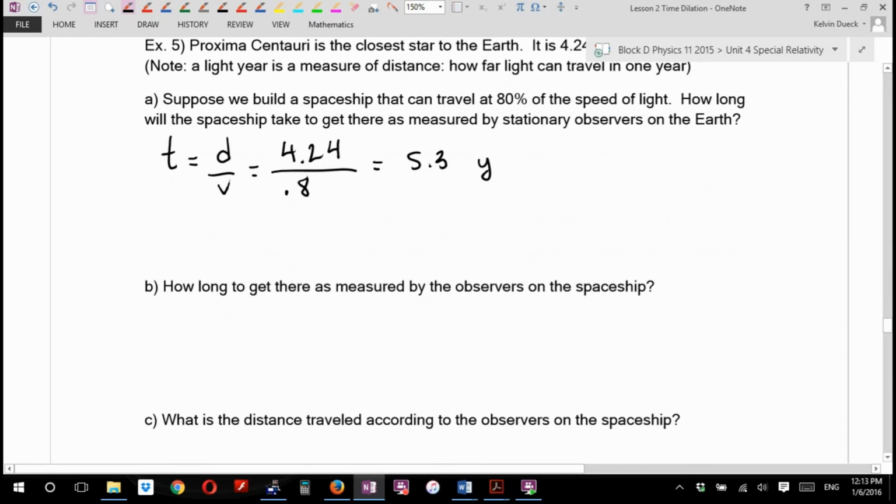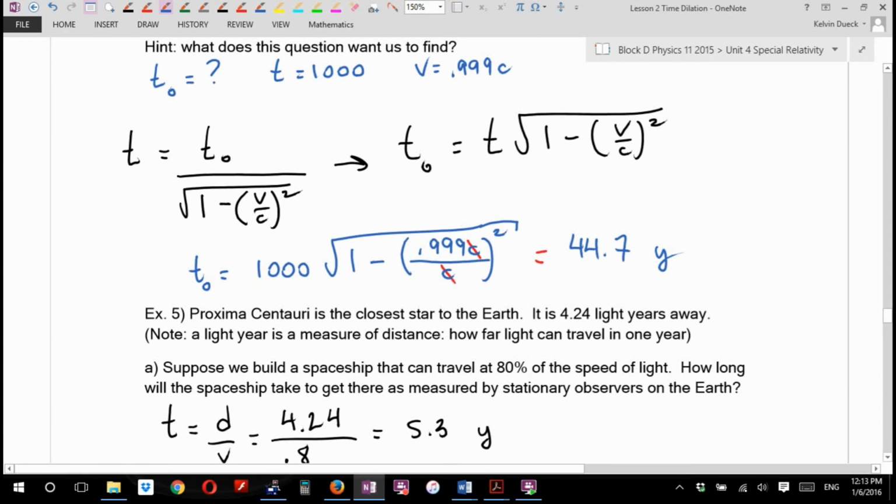How long will it take to get there as measured by the observers on the spaceship? Well, now this wants me to find T0, time on the ship. And now, because the spaceship is moving at relativistic speeds, we better bring in Einstein's equation. I didn't bring it in before because Earth is standing still relative to us. You know what? We got the T0 by itself right up here. So can I go straight to this one? Yeah.